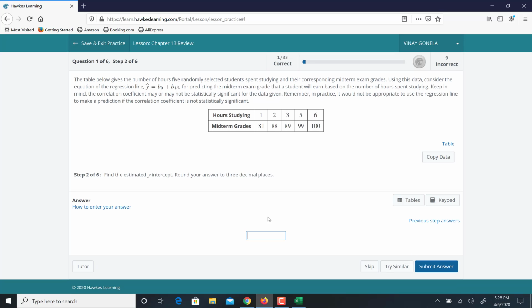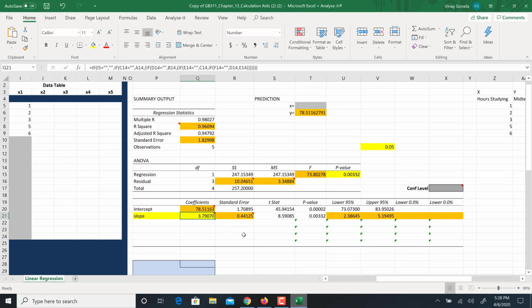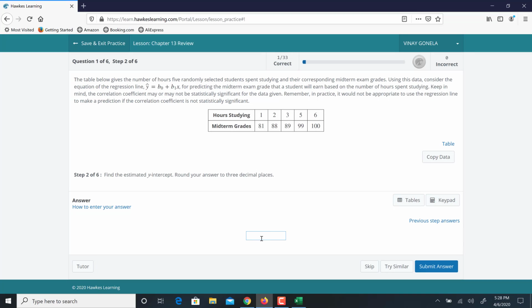How about finding the y-intercept? So I go here, and if you see, intercept is here, so the coefficient of intercept is our y-intercept, which is 78.51. So I will copy that and paste it here.